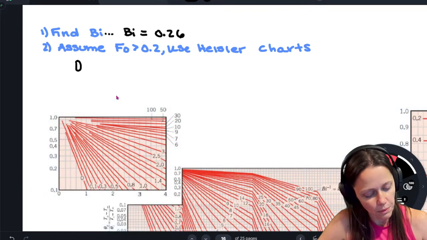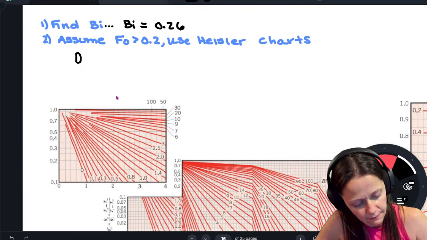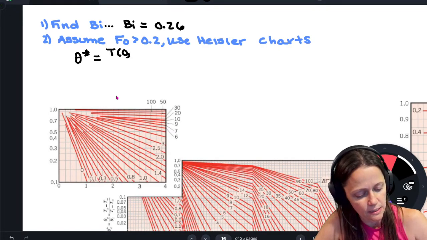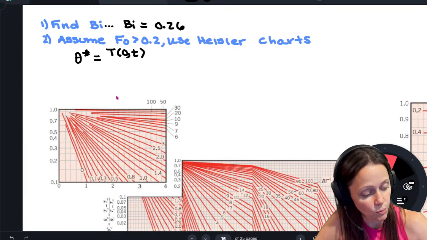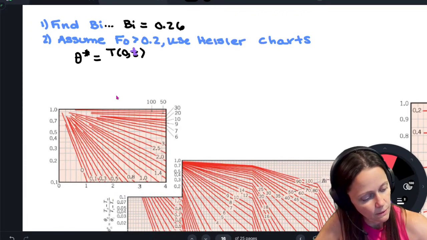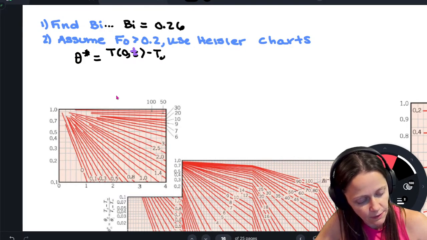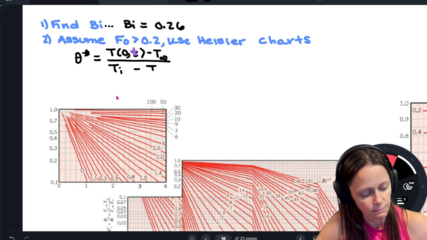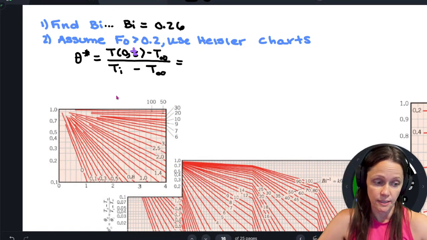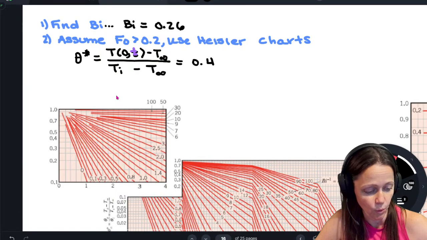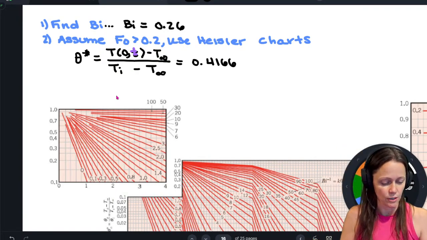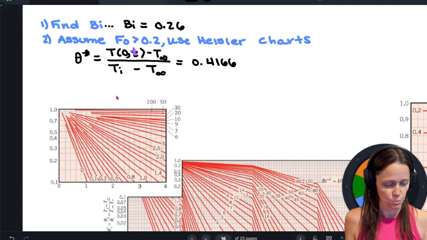Okay. All right. So remember that we do actually have that theta star. We had calculated that already. It was the temperature at zero and that particular time that we're interested in, minus T infinity over T initial minus T infinity. We had plugged things in. We had gotten this to be 0.4166. Okay, so we're still not using the series solution, but we are solving for this non-dimensionalized temperature profile.